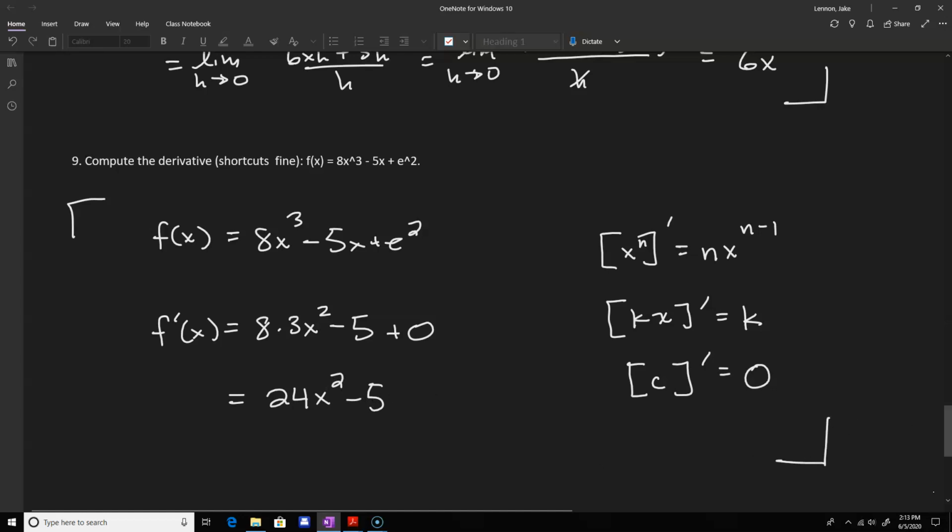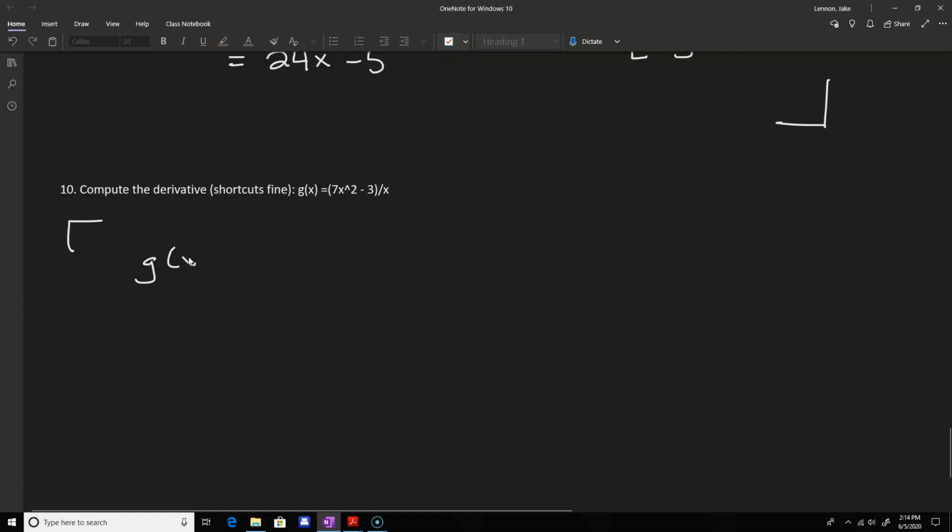Number 10 is very similar, but we just have to do a little algebraic pre-processing. So for 10, g of x, if we write it out using the usual fraction notation, looks like (7x squared minus 3) over x. So what we want to do here is separate it and rewrite it using exponent notation. So this can be rewritten as 7x squared over x minus 3 over x. So the 7x squared over x simplifies to 7x, and then the 3 over x can be rewritten as 3x to the minus 1. And then we're just going to use the rules from above to find the derivative there.